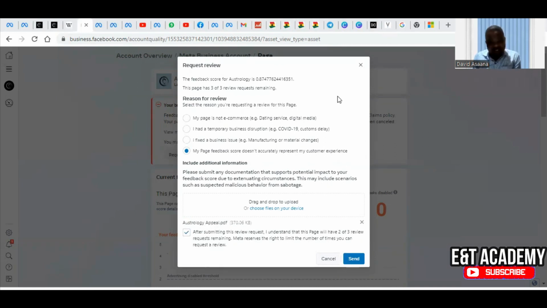Then what I will say is, if you go through all the options available, and you can clearly and accurately pinpoint that you didn't violate any of the policies they are talking about or any of the other options, and you are sure that your page feedback score doesn't represent your customer experience, you choose that, and then you write a description, you write a letter. And let me show you the sample letter I have written.